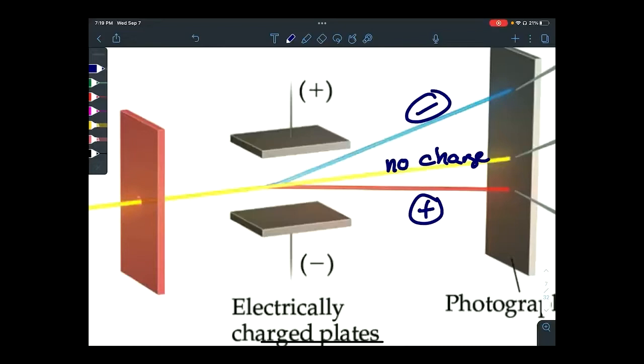Okay, look at this again. Both the red and the blue are in the same exact field. The same force is being applied to them. Which one is heavier? The red or the blue? Red, because it's deflected less. Do we all see how we got to that conclusion? So the red has more mass than the blue.